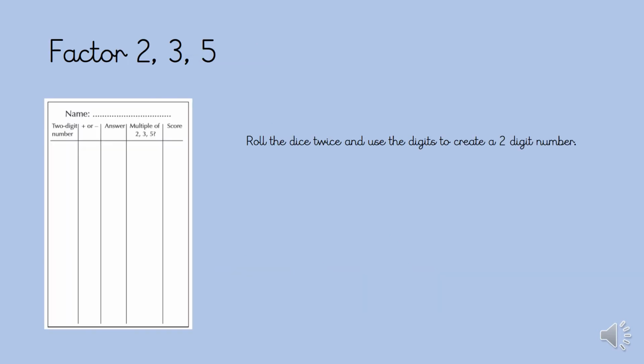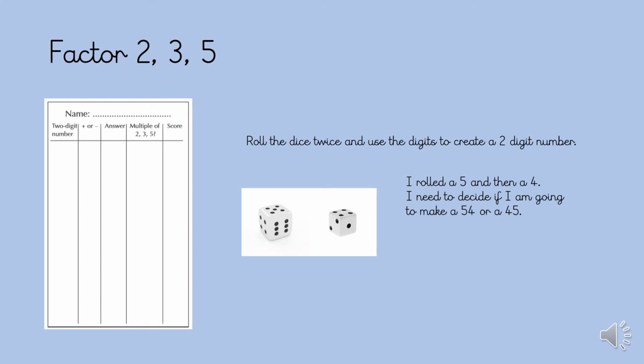Okay, so this is your game. Now, it's called Factor 2, 3 and 5, and you're going to use a dice to make the numbers. So roll the dice twice and you use the digits to create a 2-digit number. So as you can see, I rolled a 5 and a 4. I need to decide if I'm going to make 54 or 45. I decided to have 54 and I've put it in my 2-digit number column.